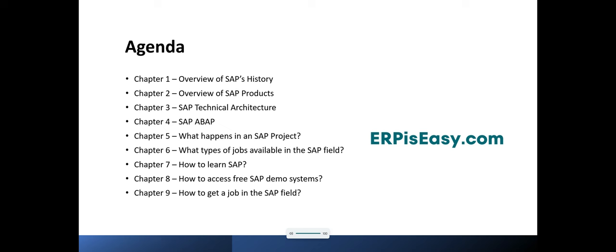Chapter 6 will discuss the types of jobs that are available in the SAP field. Chapter 7 is about how to learn SAP using both free and paid resources. Chapter 8 will talk about how to access free SAP trial systems. And finally, in Chapter 9, we're going to discuss how to get a job in the SAP field. So without any further ado, let's get into the course.